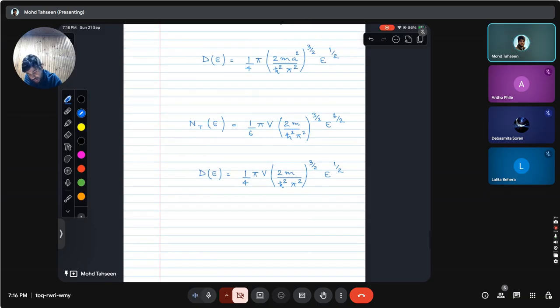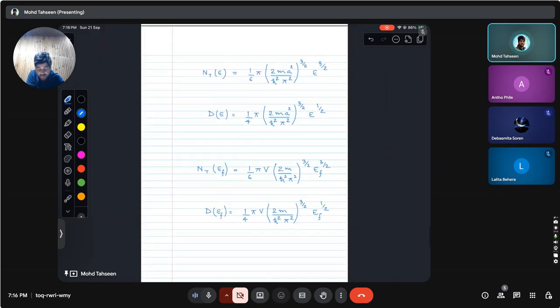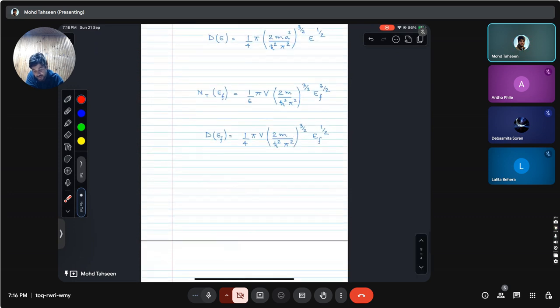So that's fine. And the other thing, since these expressions are generic, if I want to evaluate them at the Fermi energy, there is no problem. Now why am I interested in the Fermi energy? Because everything is happening about the Fermi energy. Temperature starts interacting at the Fermi energy. Other states do not get affected.